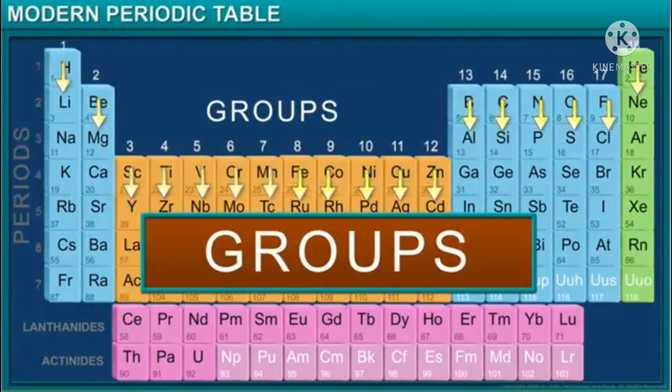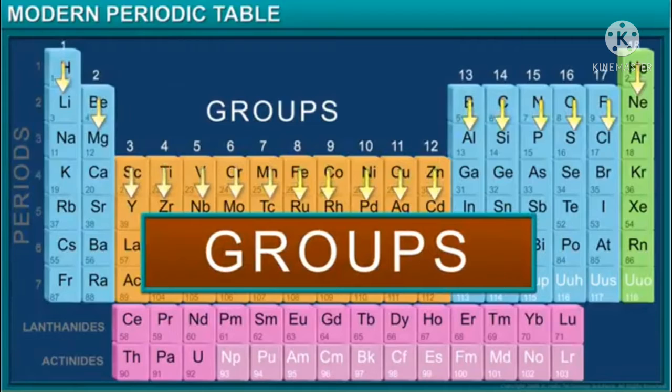The vertical columns are called groups. There are a total of 18 vertical columns in the table, meaning there are 18 groups in the periodic table. They are numbered using numerals from 1 to 18, and Roman numerals are also used for numbering these groups. These groups are read as group 1, group 2, group 18, like this.